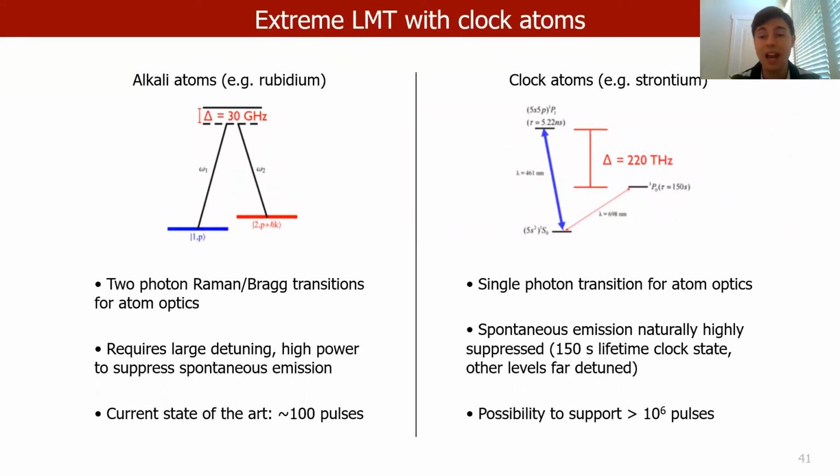In addition, an alkali interferometer needs large single photon detuning and high power to suppress spontaneous emission. And so far, spontaneous emission has limited the LMT order to 100 or so. A strontium interferometer, in contrast, can be operated with the laser on resonance with the clock transition, which is naturally highly detuned from the other excited states. And in principle, one could implement many thousands of pulses on this transition before spontaneous emission would limit the LMT order.